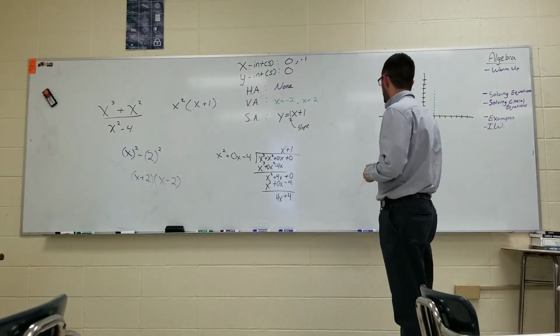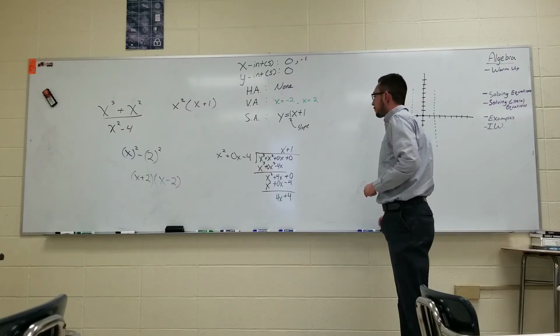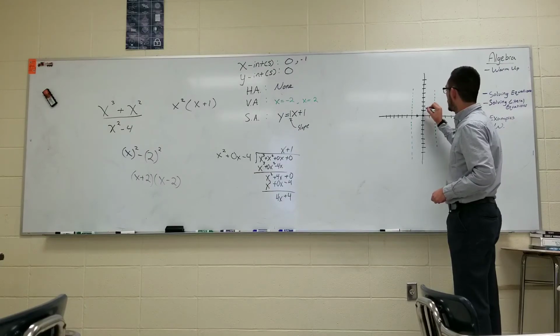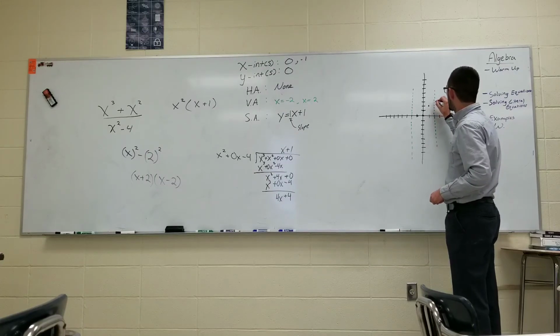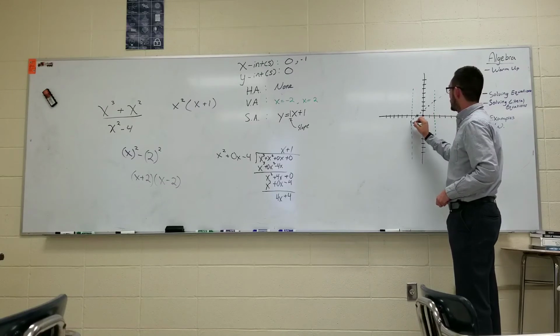So now we just need to put all this on the graph. Let's go ahead and put the slant asymptote up in blue. So we're going to start up 1. We're going to go up 1 over 1, up 1 over 1. Same thing in the other direction. Make something that looks kind of like that.